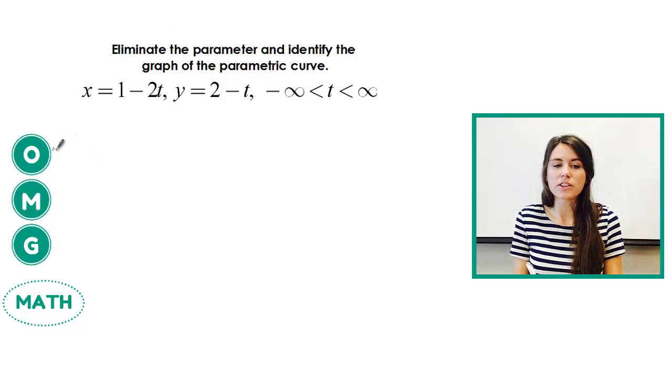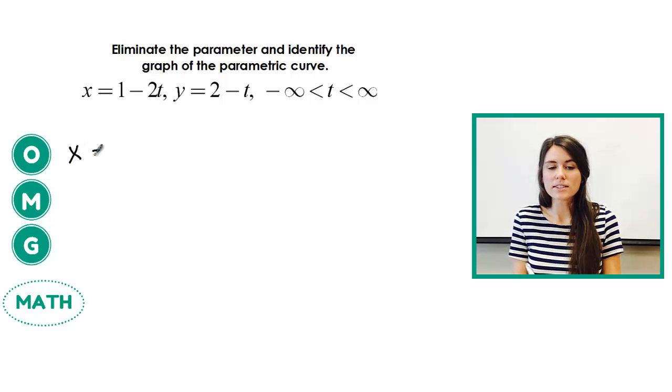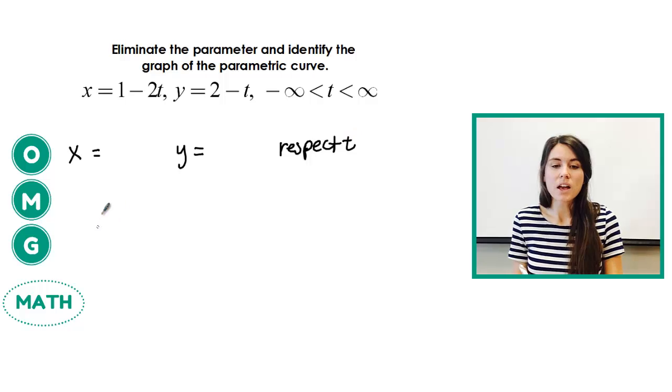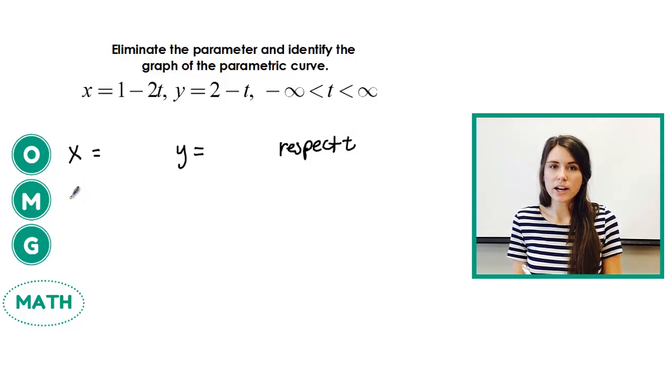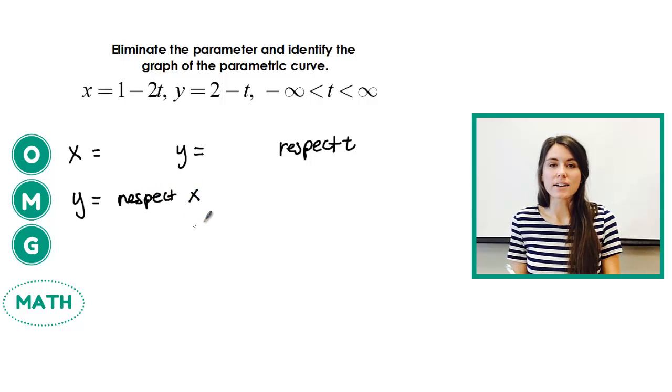So this is how we do it. The first thing you want to recognize is that we have an x equals equation and a y equals equation, and they're both with respect to t. So that's important so that we have an idea of where we're going. Our mission when we try to eliminate a parameter, we always try and write it so that we can have an equation where it's y equals something with respect to x, if possible. That's sort of our end goal.